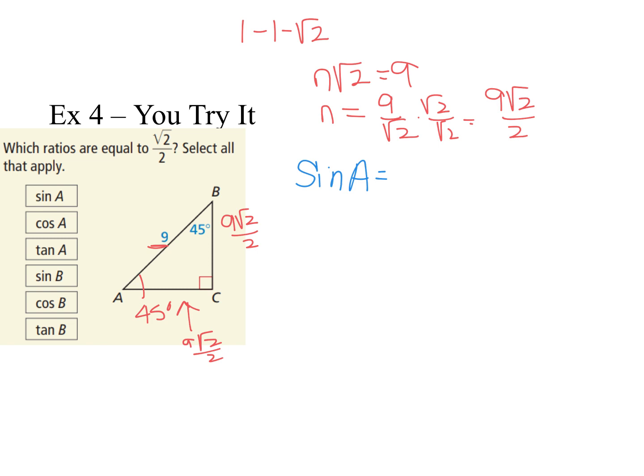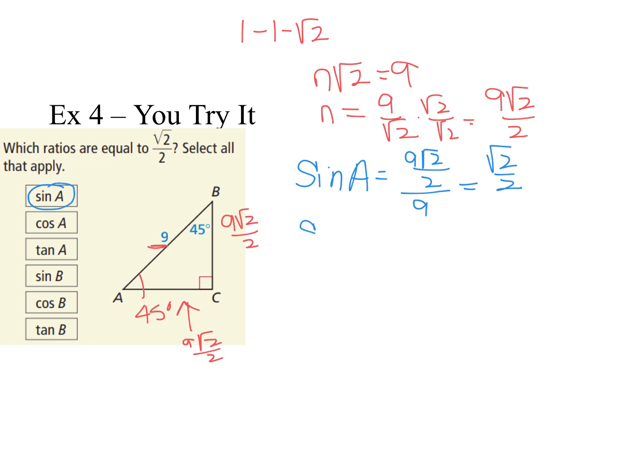So now when I go to find my sine, the sine of A is equal to the opposite, which is 9 square roots of 2 over 2, over the hypotenuse, which is 9. So when I simplify this, I get the square root of 2 over 2. So I can go ahead and identify that sine A will give me the square root of 2 over 2.